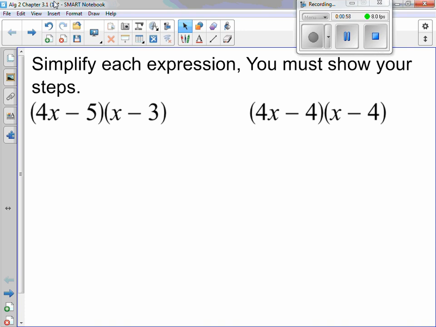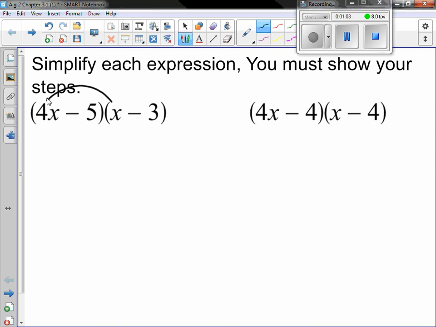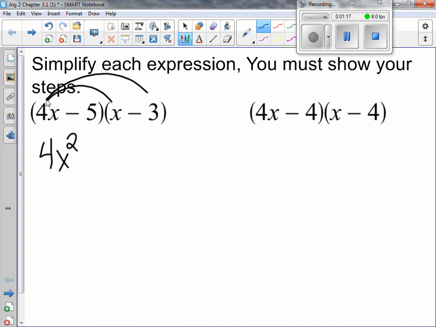So if we looked at, say, this first one here, and I distributed, well, we do 4x times x. We multiply through everything that's inside the parentheses. And 4x times x would give me 4x squared. So we do this multiplication first, and then we do 4x times negative 3. Well, 4 times negative 3 is negative 12x. And once we finish doing that, we move on to the next one, negative 5. Negative 5 times x is going to be negative 5x. And negative 5 times negative 3. A negative times a negative would give me a plus 15.